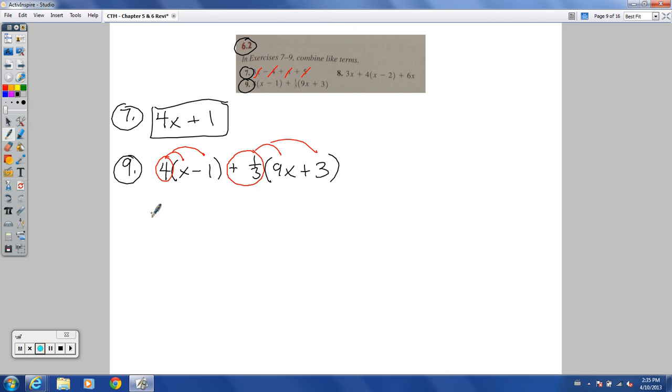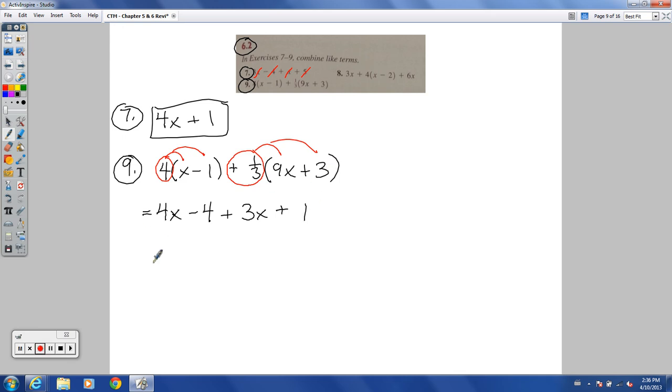This would just be 4x minus 4. So I'm simplifying this expression. This is not an equation. I'm just saying that this expression equals this expression. This would be 1/3 of 9 would be 3, so you'd have 3x. You can make this a fraction over 1, multiply across, you'd have 9 over 3 and reduce that. But hopefully 1/3 of 9 is easy enough to see without doing that. 1/3 of 3 would just be 1.